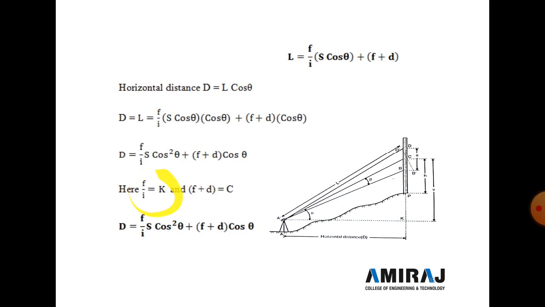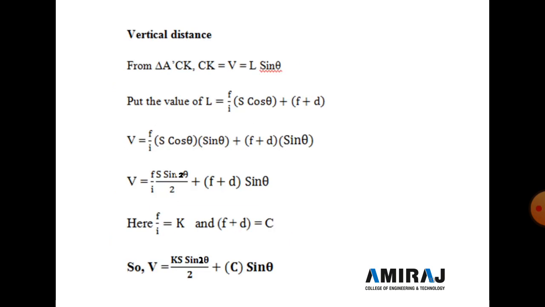We already know f upon i is a constant K, a multiplying constant, and f plus d is an additive constant C. So D is equal to f upon i S cos square theta plus f plus d cos theta. In other words, D is equal to K S cos square theta plus C cos theta. We put f upon i equal to K and f plus d equal to C in this equation. So we find the horizontal distance.